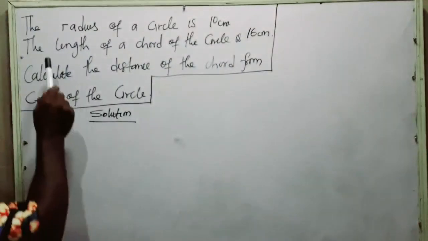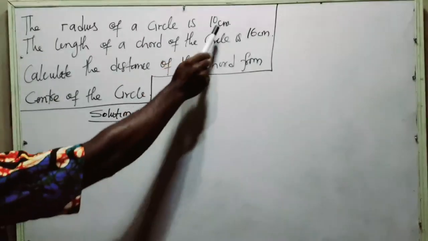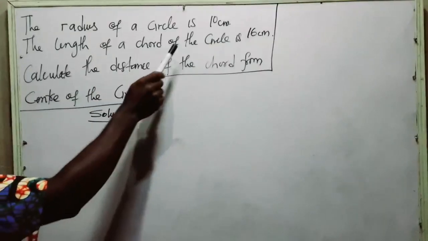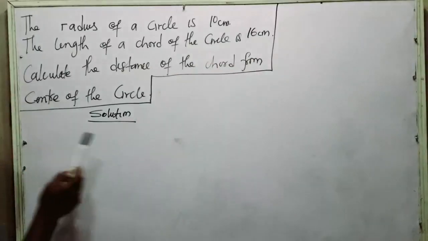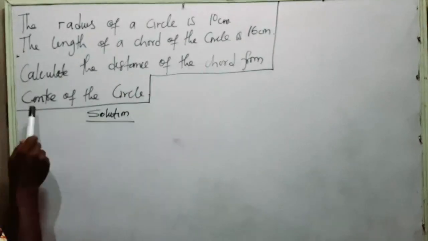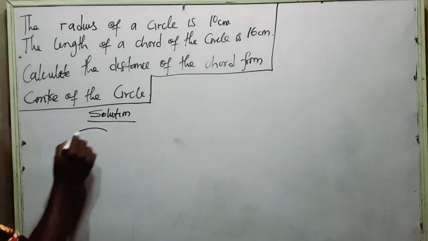So the question says that the radius of a circle is 10 centimeter. The length of a chord of the circle is 16 centimeter. Calculate the distance of the chord from the center of the circle. So the first procedure that you are going to do, you will draw the circle.